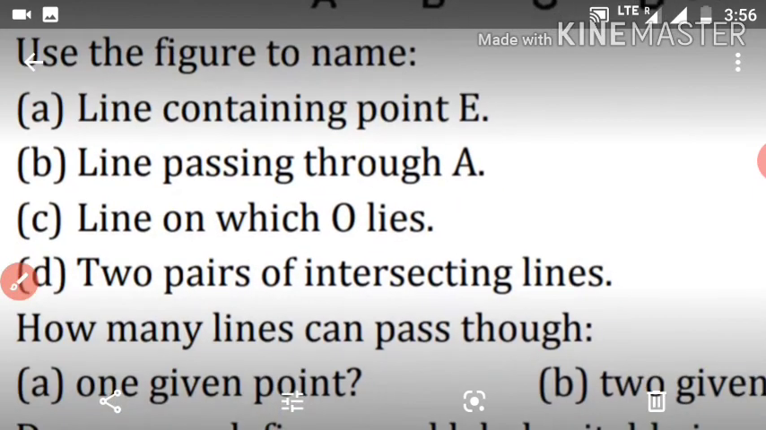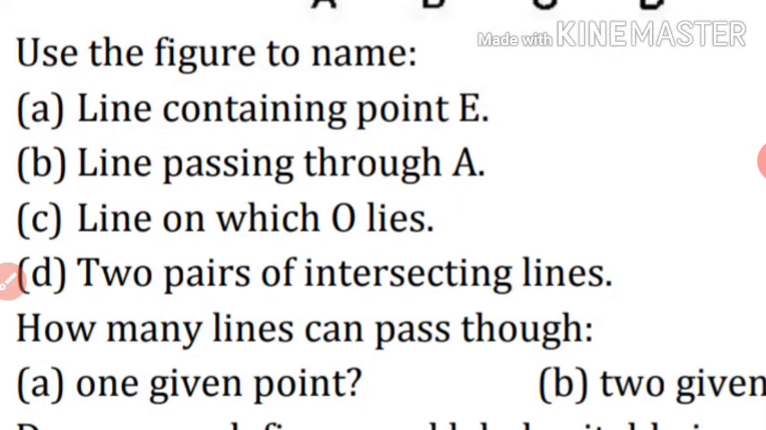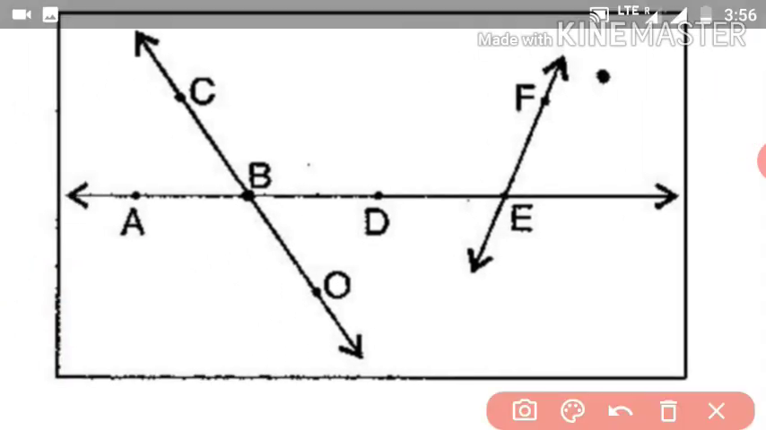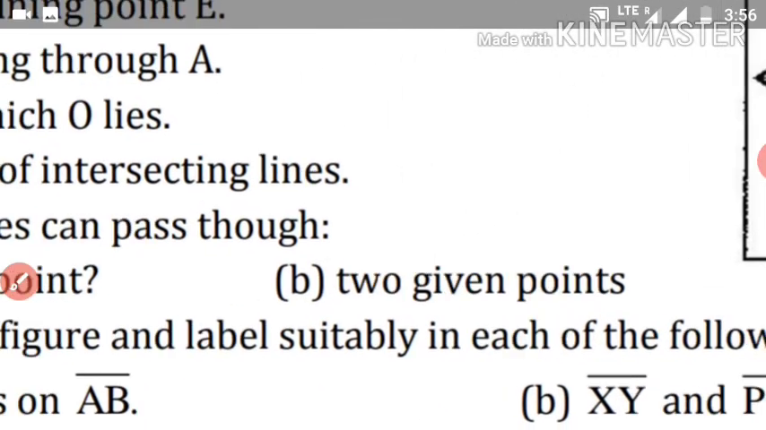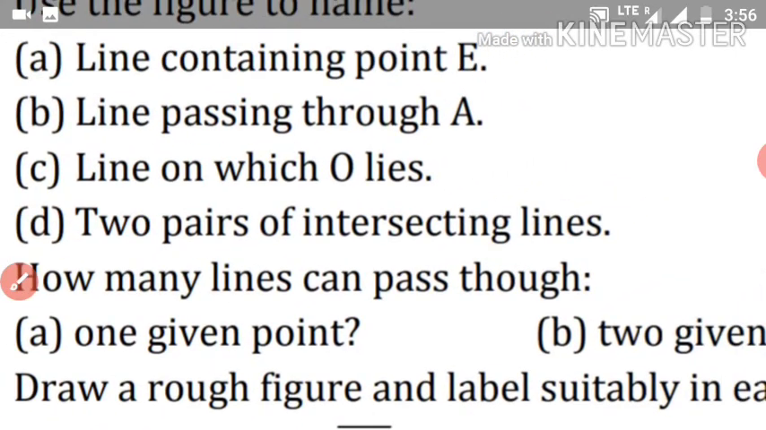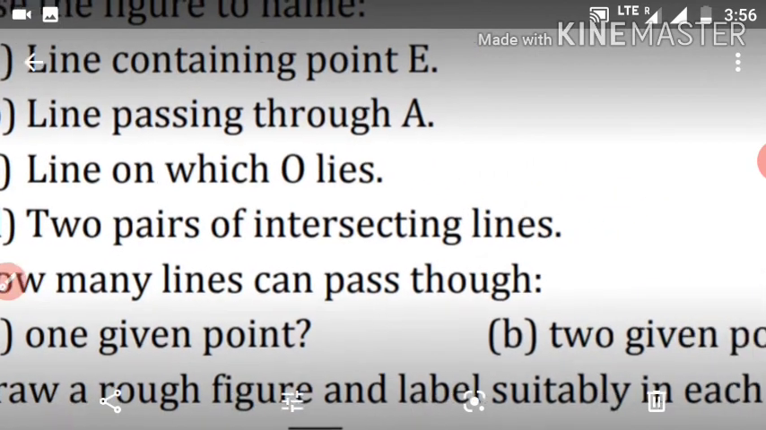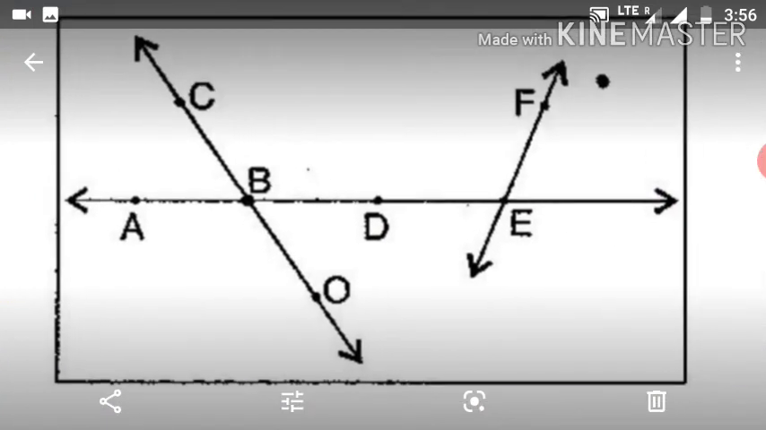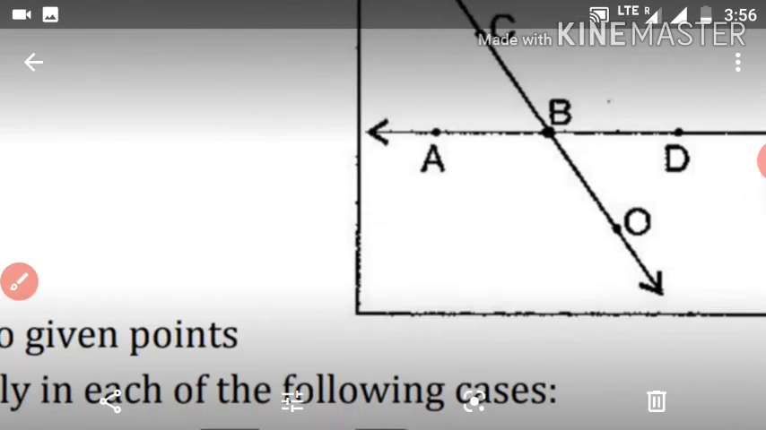Okay, now come to the next question. Line passing through A. Now you have to name a line passing through A. Which line is passing through A? You have to say which line. So you can see these are the lines, isn't it? These are the lines which pass through A. Then see, a line on which O lies. Now a line where O lies. So this is the line, isn't it? These are the lines where O lies.